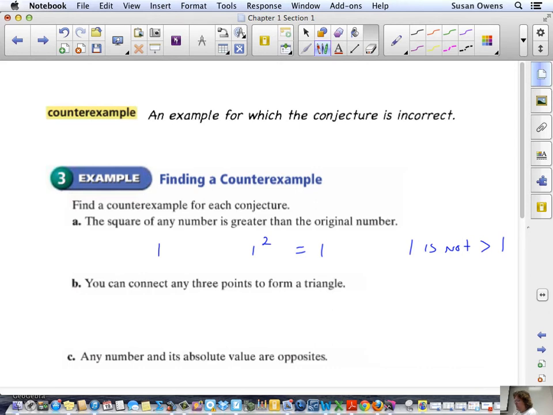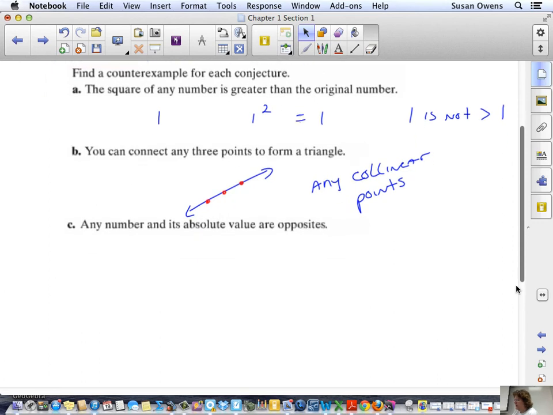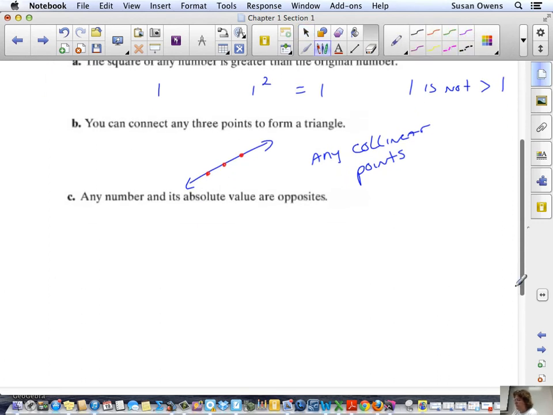You can connect any 3 points to form a triangle. If I draw a line and I put 3 points on it, those 3 points don't form a triangle. So any collinear points. Collinear means that they form a line. Any number and its absolute value are opposites. So an example of this, any positive number. So 2, absolute value of 2 is 2, and 2 and 2 are not opposite.